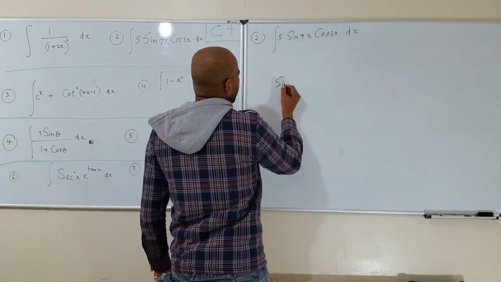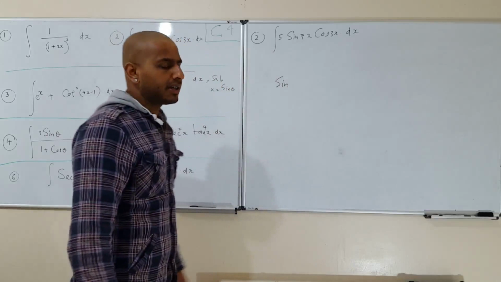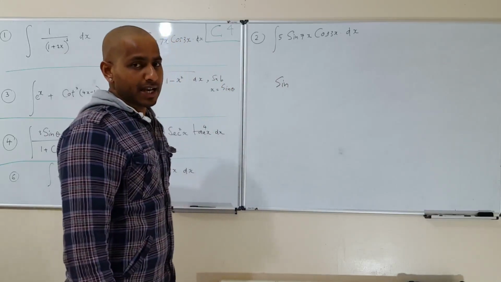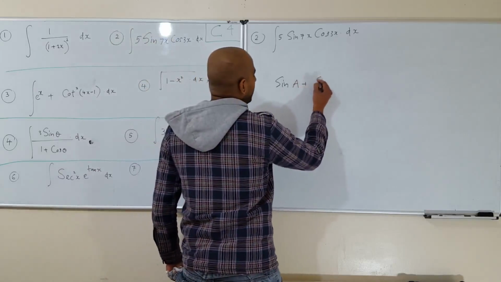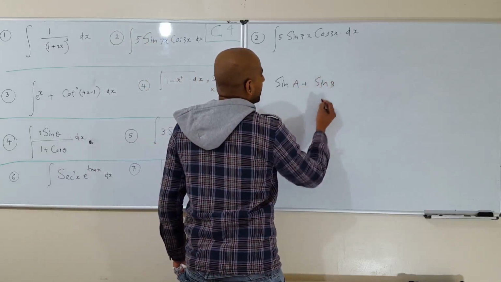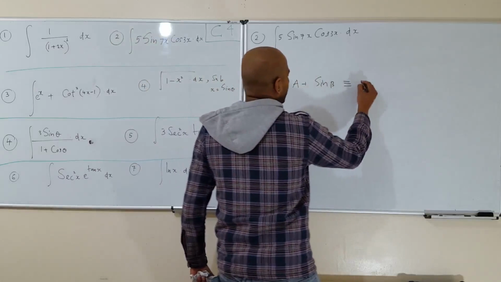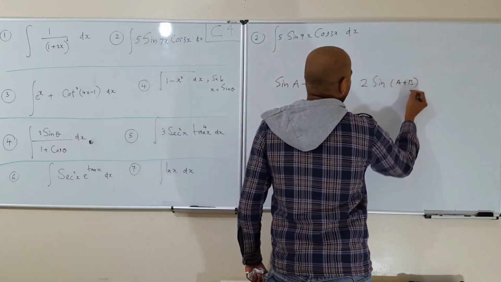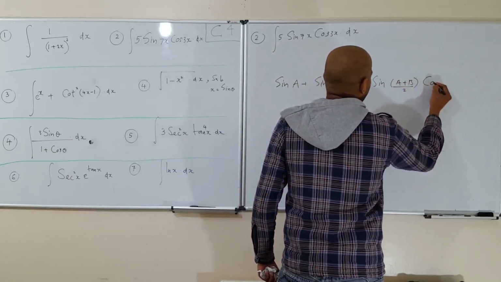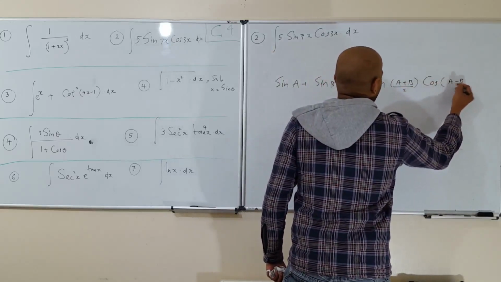We can remember this from C3 trigonometry. When I'm saying C3, I'm referring to Edexcel basically. Generally speaking, sine A plus sine B would yield this: 2 sine of (A plus B) divided by 2, times cos of (A minus B) divided by 2.